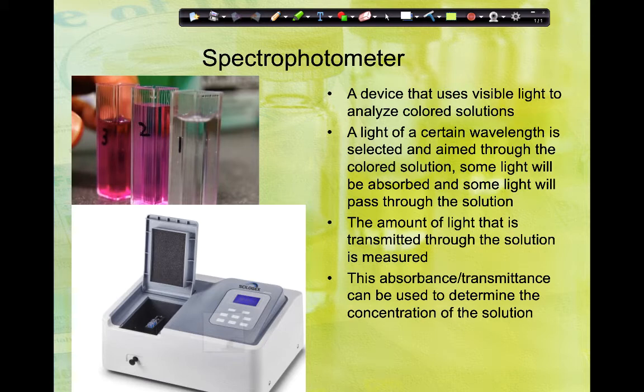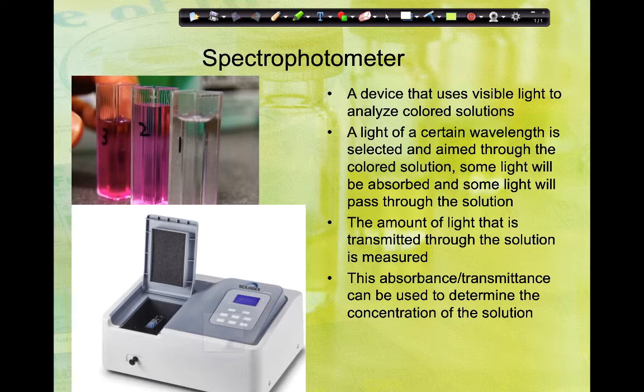All right, so one of the ways that we use visible light is with a spectrophotometer. A spectrophotometer is a device that takes visible light, you bombard a sample with it, and then you measure the visible light after it passes through the sample. Usually it's going to be in a cuvette like this, and you aim visible light through that sample, and then you measure the visible light at the end to see how much visible light is absorbed in the sample.